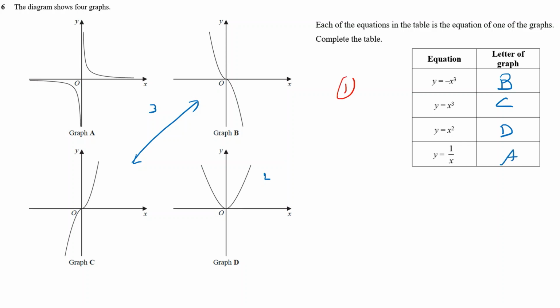You get 1 mark for getting 2 out of 4. You get another mark for getting all 4 correct.